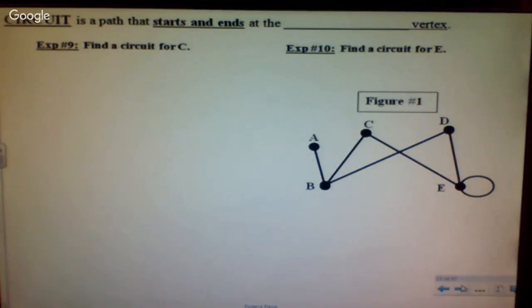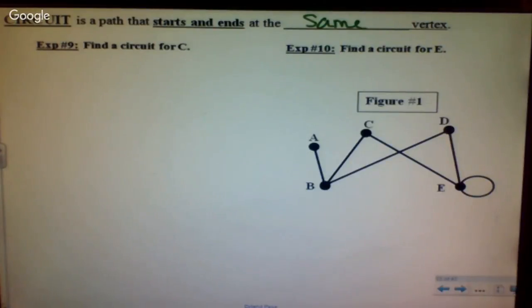Circuit. A circuit is a type of path, but it's a special one. It has to start and end at the same vertex. Okay? Think about NASCAR. They go around and around and around. They always go back to that same spot over and over again. That is a circuit. Okay?